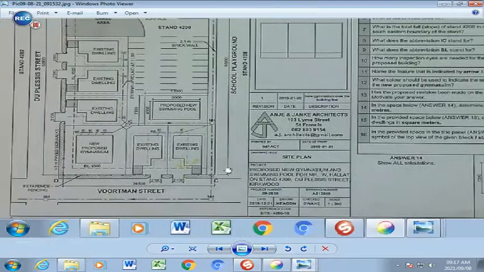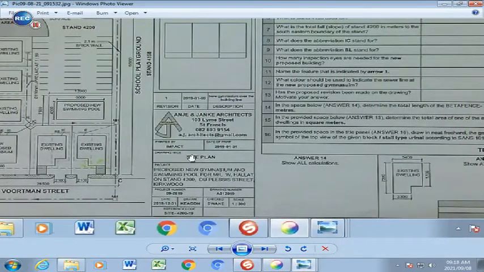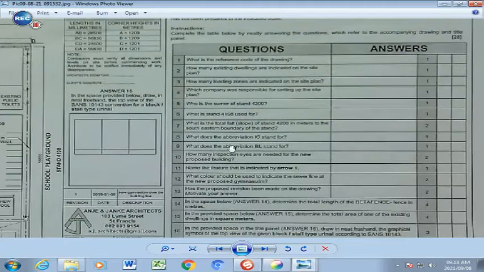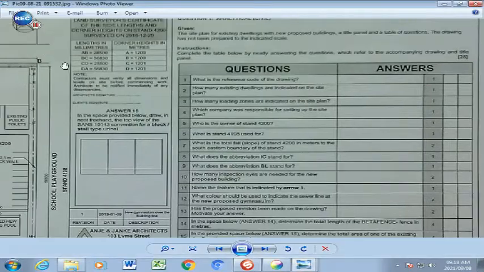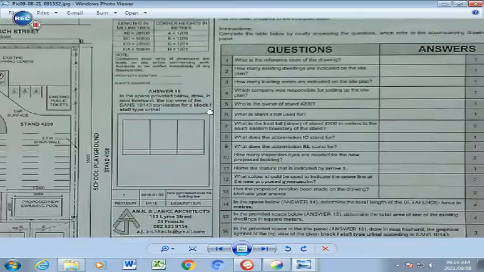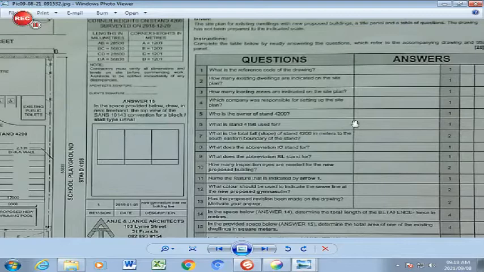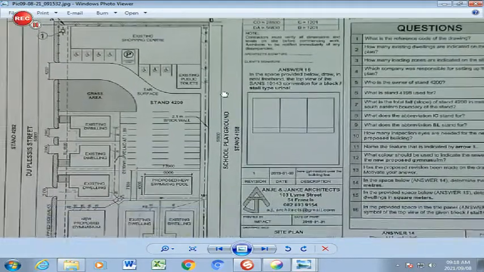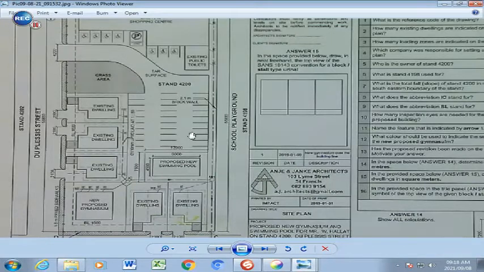Grade 12, we are looking at the analytical civil revision question paper, and you are given a site plan of an existing dwelling with new proposed buildings, a title panel at the bottom of your drawing, and then the list of questions and an answer block. The instructions are that you need to find all the answers to the related questions and write them in the answer block, and you will find all of that information on this site plan on your left hand side.